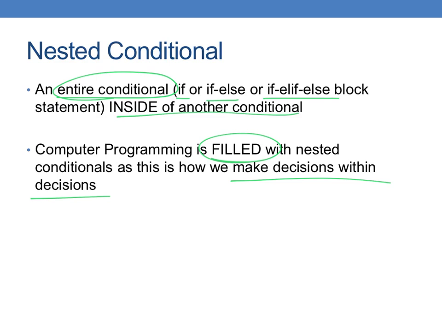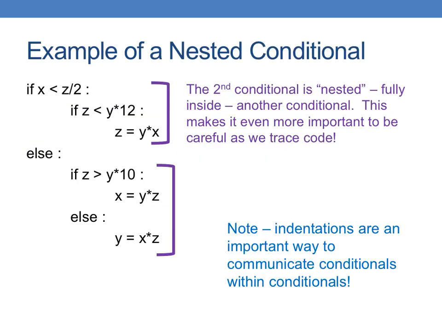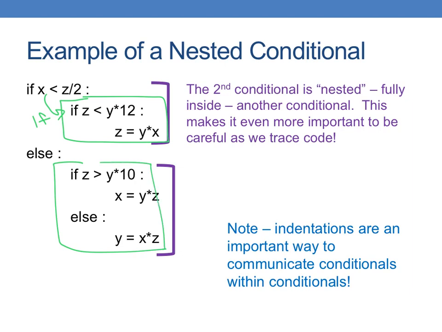That's how you can actually write a more detailed decision-making program. So on the screen is an example of a nested conditional. What you're going to see here is you have an entire conditional here. You have an if block entirely underneath an if. And here you have an if-else block underneath an else. So notice that the conditionals are nested fully inside of another conditional.